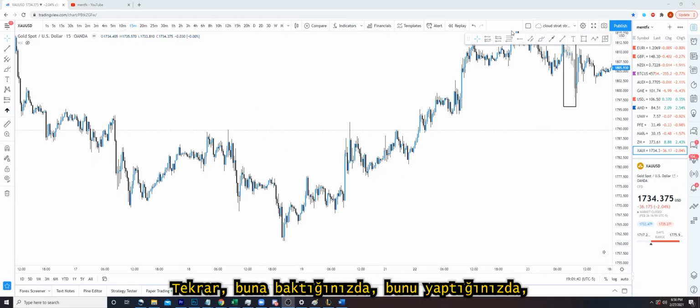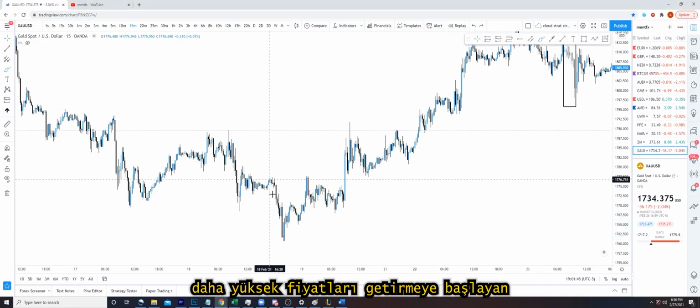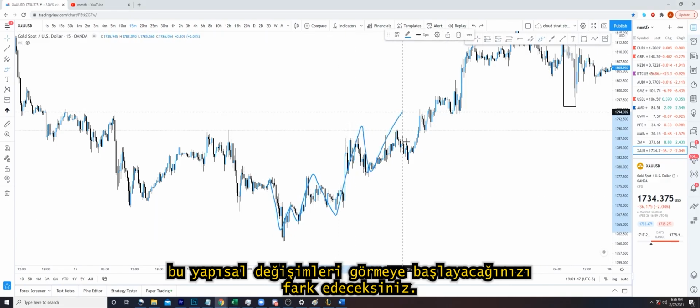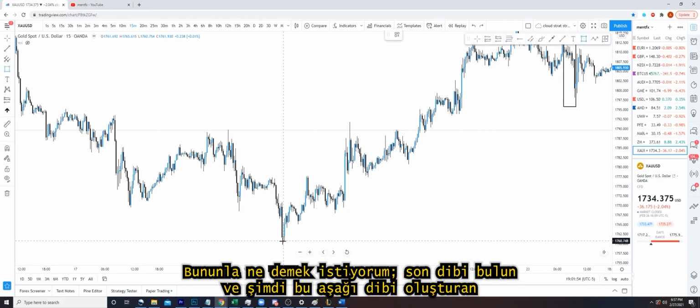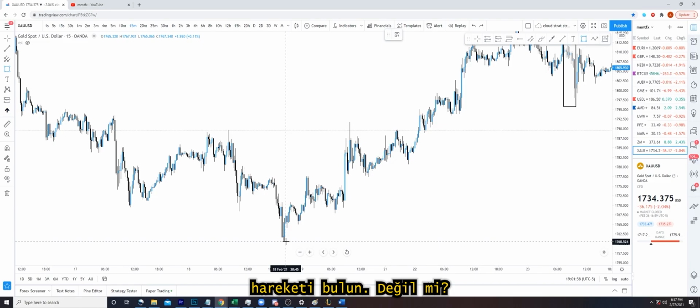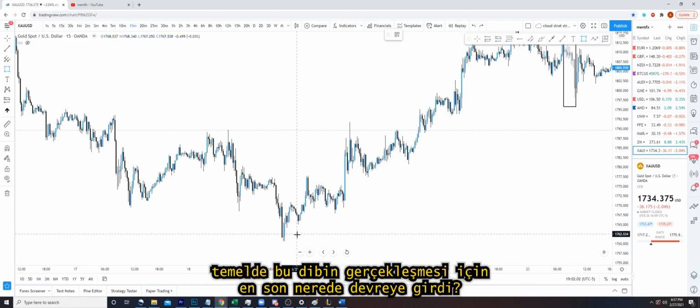As you look at this, you'll start to see these structural shifts that begin to bring in higher prices. However, try and look at them from a MentorFX block perspective. What I mean by that is find the last low, and now find the move that created this down low. Where did smart money, or the institutions, get involved the last time before to make this low happen?